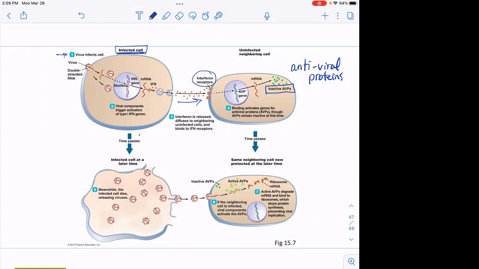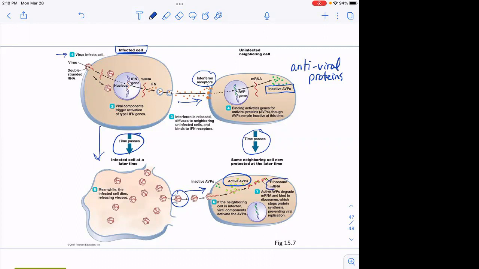Okay, so as time passes, this infected cell, nothing can be done for it. It's infected with the virus, it's going to die. But that neighboring cell, if at some later time this cell lyses and now those viruses are going to infect that neighboring cell, when that cell is infected with the virus, those antiviral proteins become active. So what they're doing, they're binding to that viral RNA that's being made.